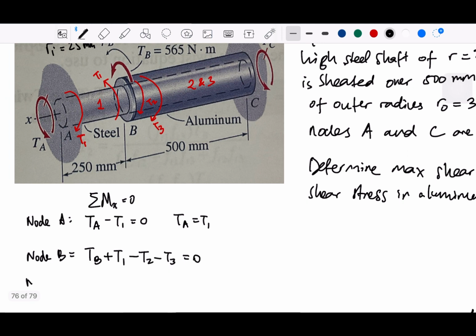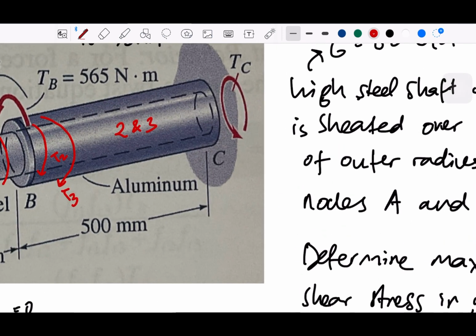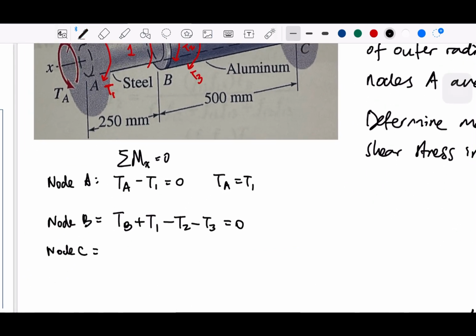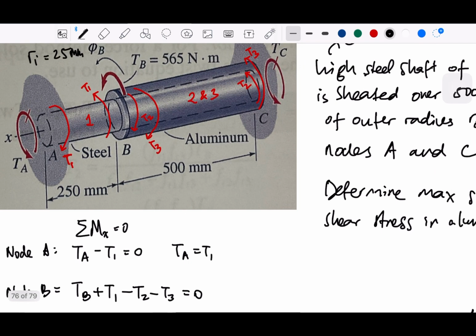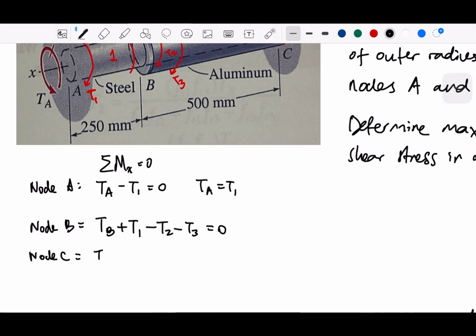And then if you look at node C, we are going to see that we have the reactions T2 and T3 from the first one. This is T2, and this will be T3. So TC plus T2 plus T3 equals 0.